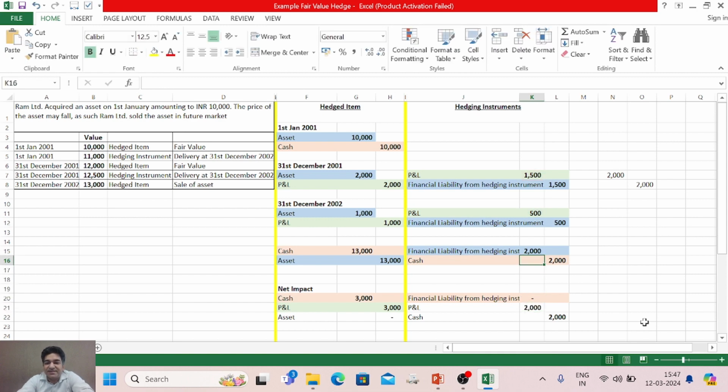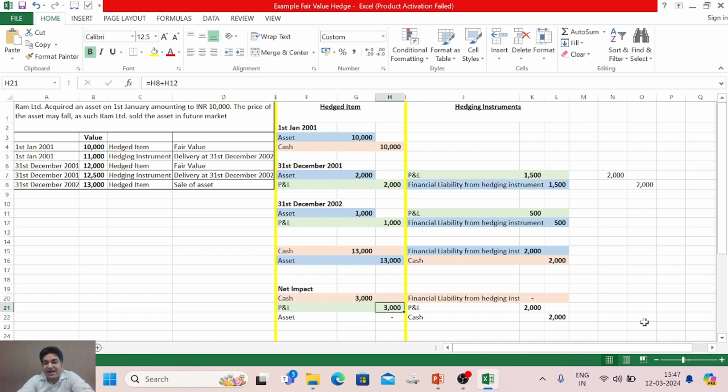And then there was a settlement in cash of this loss. So 2,000 was settled, and as such, the cash was credited by 2,000 rupees. So the net impact on my hedged item was cash account debit by 3,000 and profit and loss account credit by 3,000. There was a gain on my hedged item of 3,000 rupees. Here on the hedging instrument, there was a loss of 2,000, P&L was debited, and because there was a cash outflow, cash was credited by 2,000 rupees.